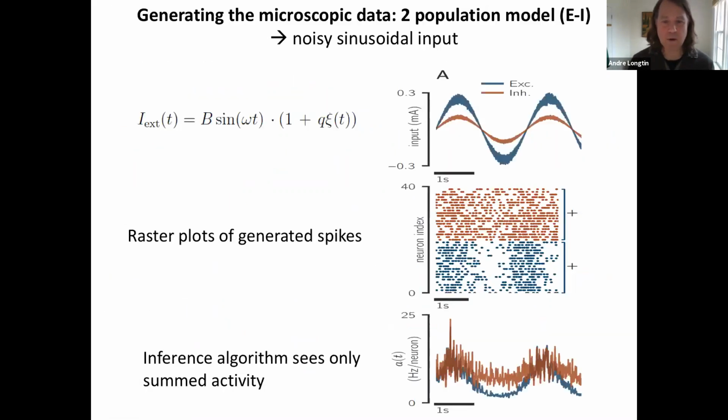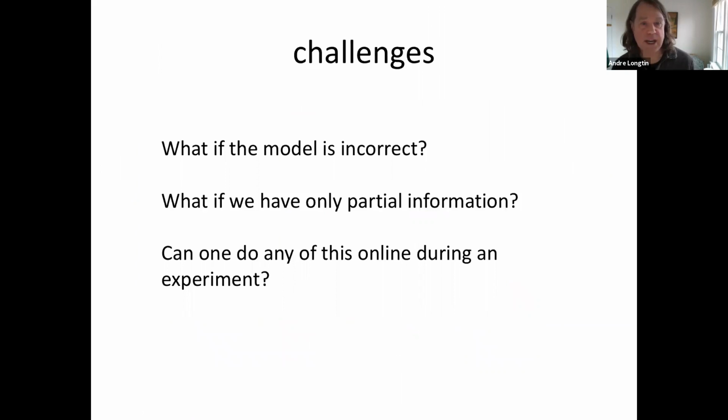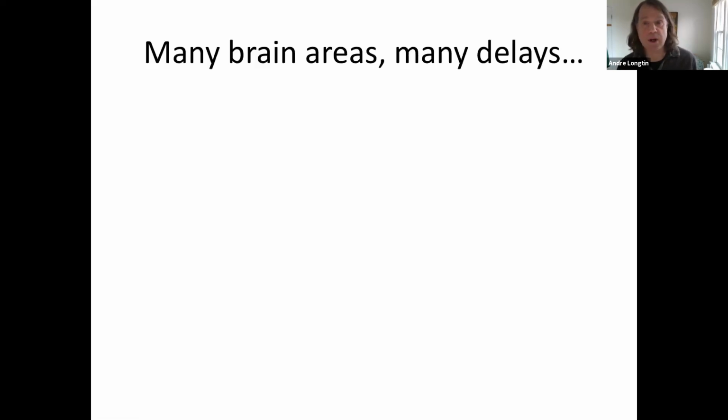Okay, so the challenge here is, what if the model is incorrect or we have only partial information? If you're trying to do this online during an experiment or during surgery, we're not there yet. And I was going to add one word that there are many brain areas, there are many delays, and I'm going to leave you with one image.